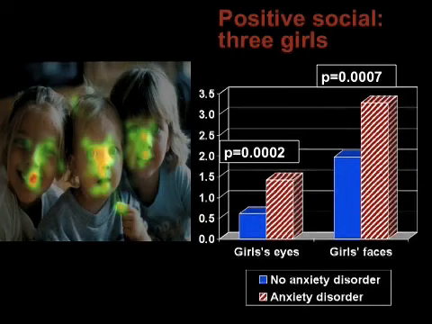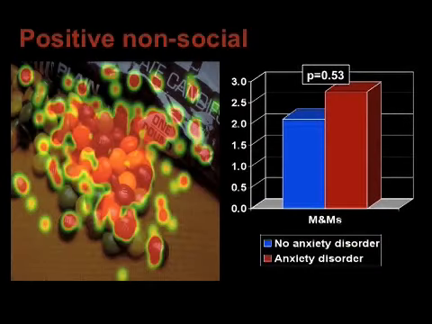But again, thinking about that story about looking at happy faces, the anxious children spent a longer time looking at these cheerful, happy girls with their faces overall and their eyes. So this is suggesting to us a story about anxiety disorders having to do with interpretation and processing of social situations, not just fear and threat. And this is the last picture, just to show that for positive non-social pictures, that's a picture of a bag of M&Ms, there was no difference between the two groups. So this really has to do with social situations and threat.